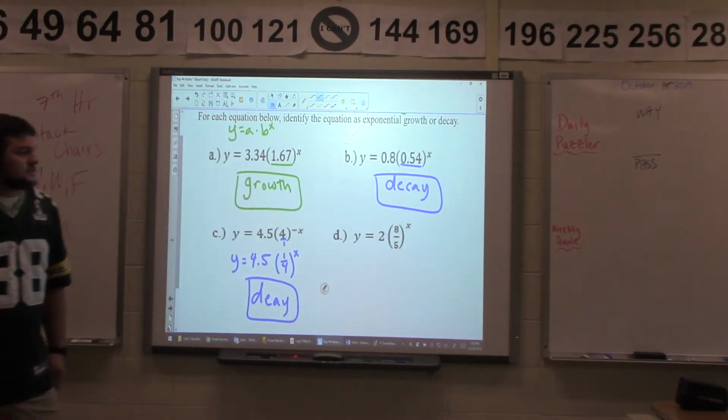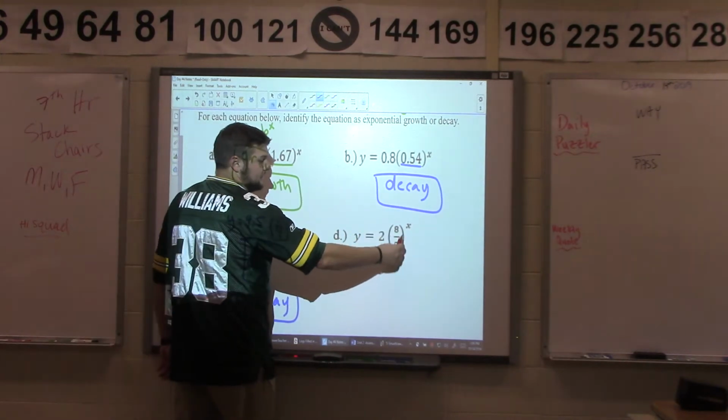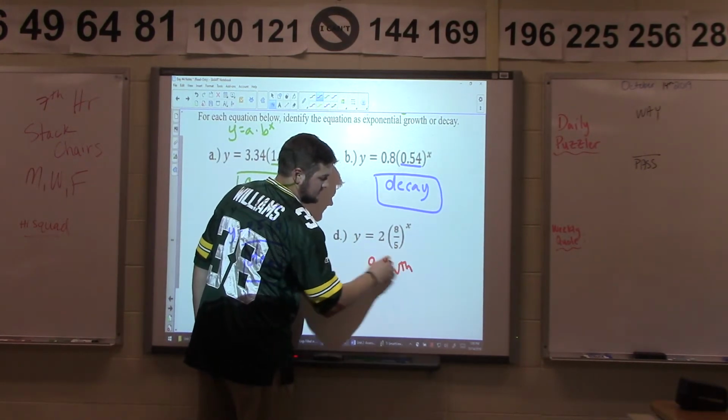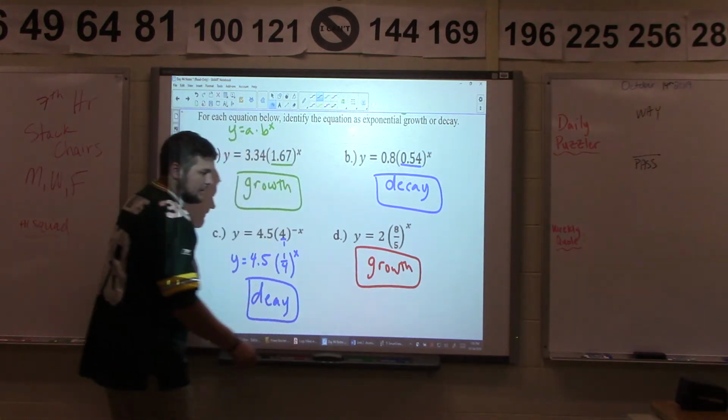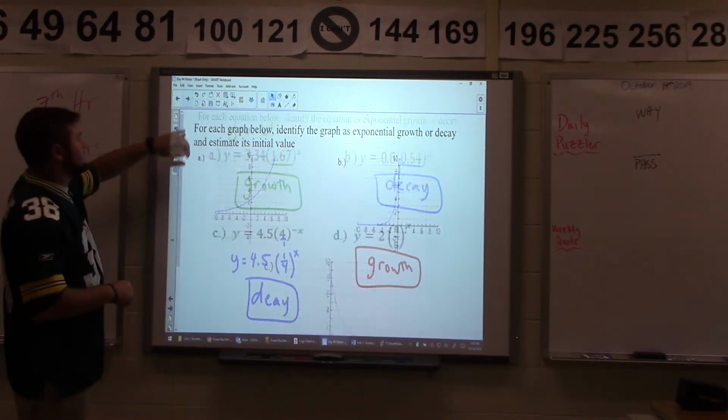Alright, y equals 2 times 8 over 5 to the x power. Growth, right? It's positive. 8 over 5 is greater than 1, so it's growth. Alright, any questions on that? That was pretty easy, right? Alright, we're going to kind of fly to the next couple pieces here.